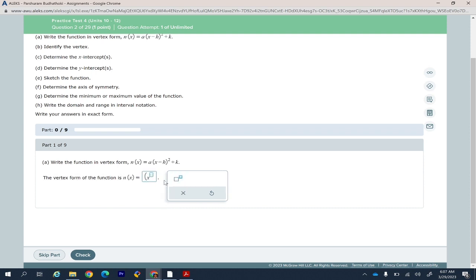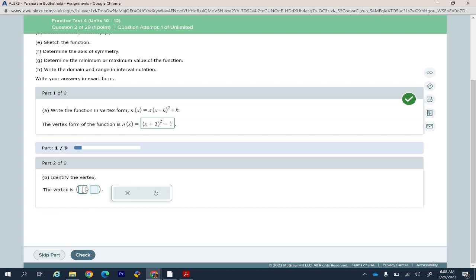It's (x + 2)^2 - 1. The vertex is (-2, -1).